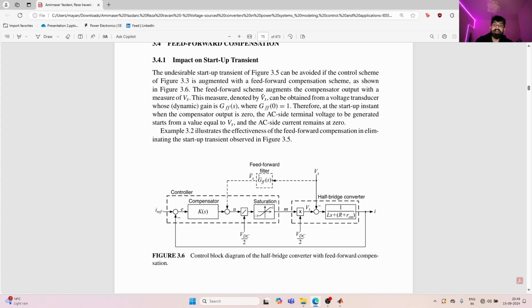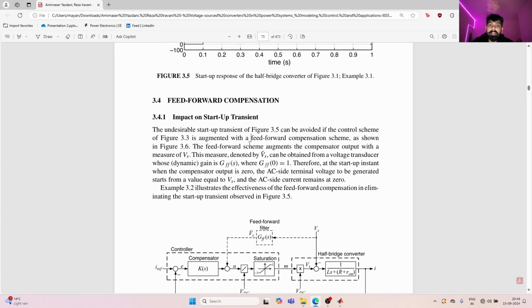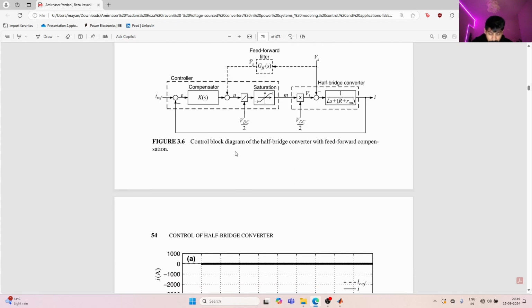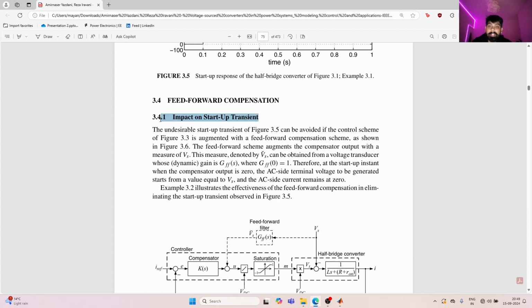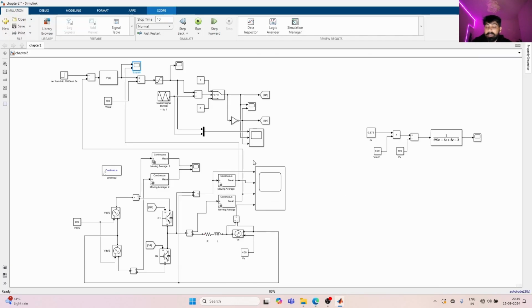This is a very efficient and effective control concept, with various features and advantages, and the book gives two or three advantages of using feed forward compensation. In this video we'll just see the first advantage: avoiding the startup transient, the huge transient we see in the current initially, which unnecessarily stresses our converter.